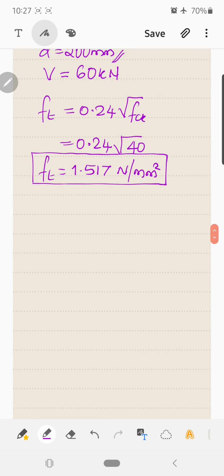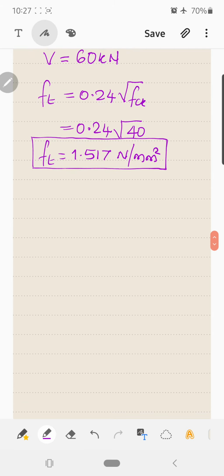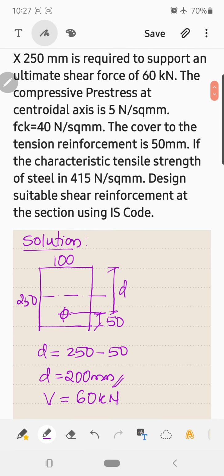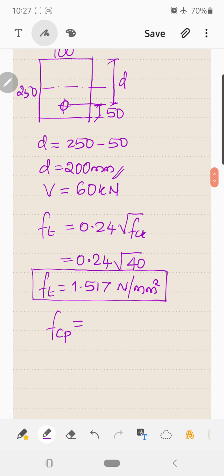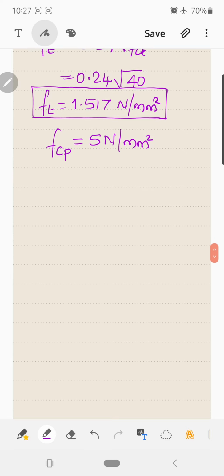So first of all, we should calculate the ultimate shear resistance, the same thing which we have done in the previous video under the section on the shear strength of PSC beam. So let us calculate the VCW here. For that, FCP, the compressive pre-stressing force, is given as 5 Newton per mm square. If it is not mentioned, you can calculate by the formula FCP is equal to P by A minus or plus P by Z.